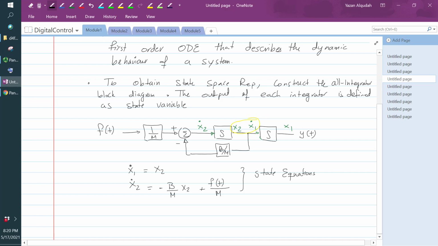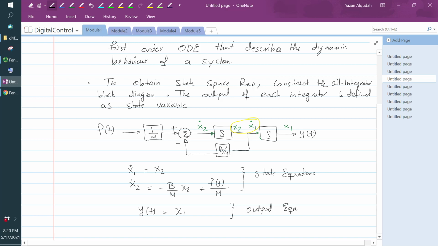Now also, if I look here, I notice that y of t is just equal to x1. x1 and y of t are the same, so I can write here y of t is just equal to x1. Now we call this the output equation.